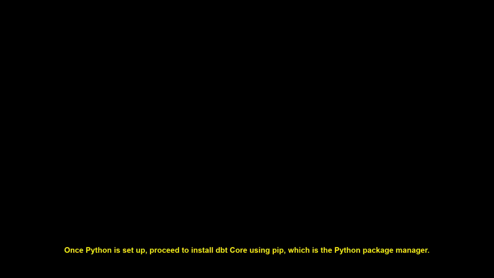Once Python is set up, proceed to install dbt Core using pip, which is the Python package manager. Run the command pip install dbt-core in your terminal to initiate the installation. After the installation completes, verify that dbt is correctly installed by typing dbt --version.